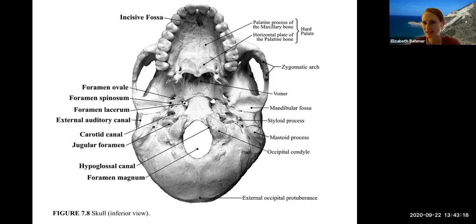Every process and bone marking on the skull has a purpose. So the mastoid process is located there, and then the occipital condyles are what the brain will balance on as it balances on your first vertebra.